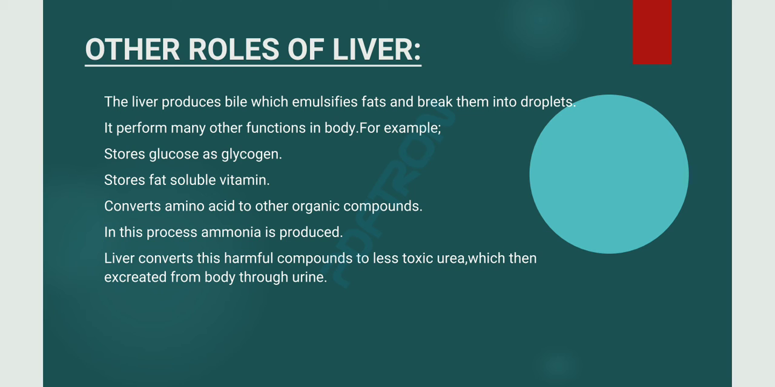It stores fat-soluble vitamins, which are vitamins A, D, E and K. It converts amino acids to other organic compounds. In this process, ammonia is produced, which must be removed from the body. The liver converts this harmful compound to less toxic urea, which is then excreted from the body through urine.